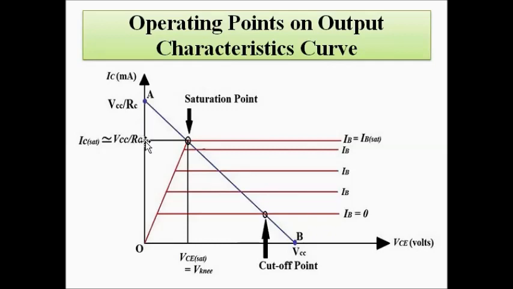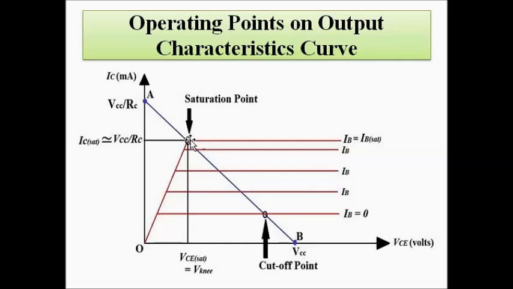Again, this point is deliberately taken a bit far away from the VCC by RC point for the sake of clarity, so that you can understand these 2 points in a better way. When you plot it in real time, in actual conditions, this point will be very close to that point. So I have deliberately taken it a bit far away so that you can distinguish these 2 points. The saturation point is the intersection between the load line and the output characteristics plot at IB equals IB saturation.